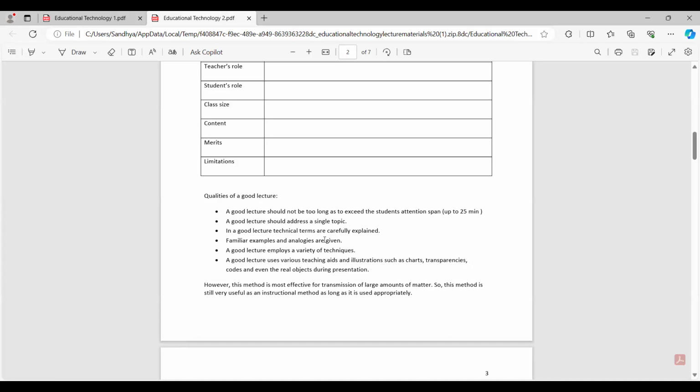The fourth one, familiar examples and analogies are given. Examples and analogies can be comparisons. So always when you conduct a lecture, because students are passive listeners, if you are a good lecturer, you will always give examples and draw comparisons for the better understanding of the topic by the students. When you give examples and analogies, comparisons, the students can better understand it, because they are not supposed to disturb you and ask in a lecture. So you have to make sure that they understand it very clearly. To get them to clearly understand it, whenever you explain something, you will give them examples and comparisons or analogies so they can better understand that.